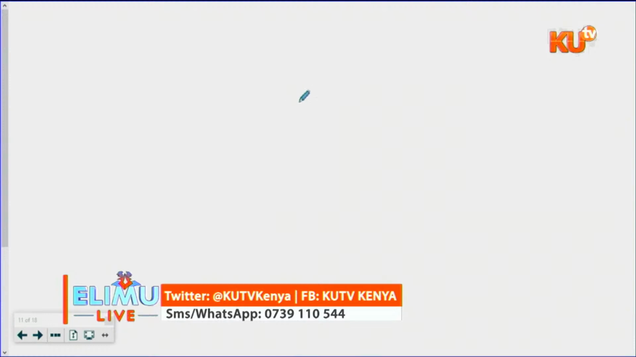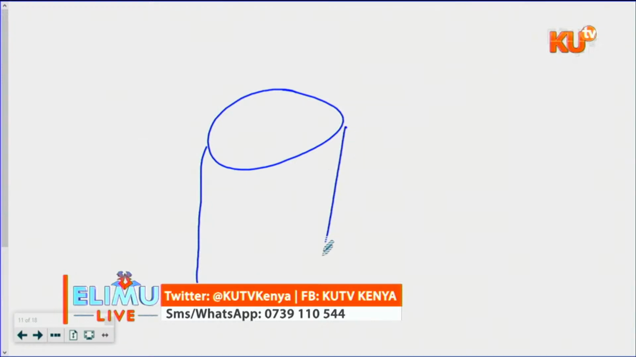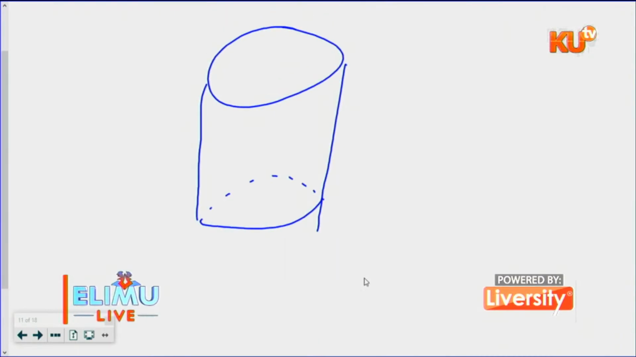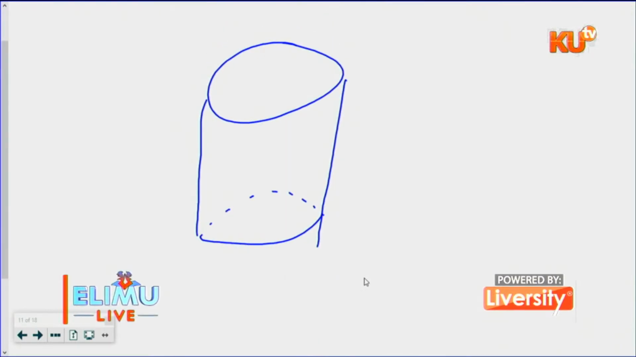Leon will have this diagram here. This is our diagram, a diagram of a cylinder. Now, how many faces do we have? In this cylinder, we'll talk of 3 faces.